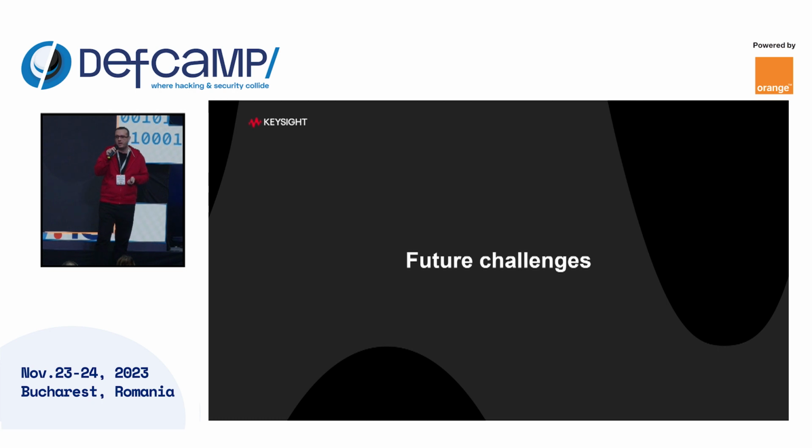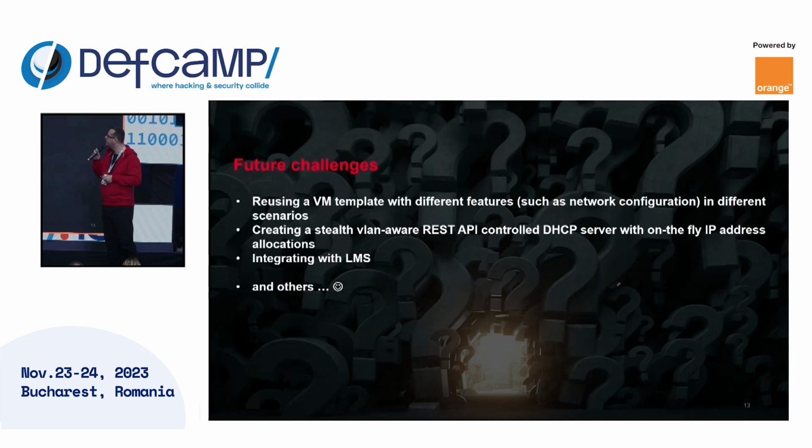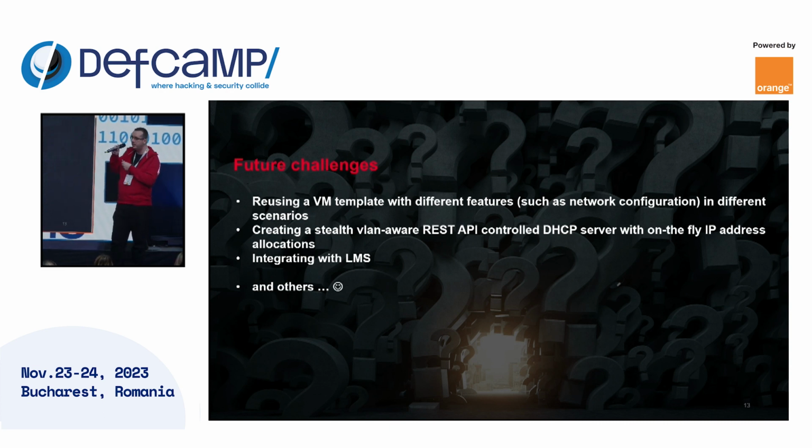We want to make this more dynamic in nature, so that every virtual machine has the possibility of configuring network settings, for instance. You can do this in a lot of ways, using Ansible, or some sort of provisioning tool that's OS dependent. What we thought of was to reuse a VM template in an attacker or a defender scenario. This means you would have fewer hard drives in your environment, less things to copy, less things to duplicate. And we wanted to create a stealth VLAN-aware REST API DHCP server with IP addressing on the fly.